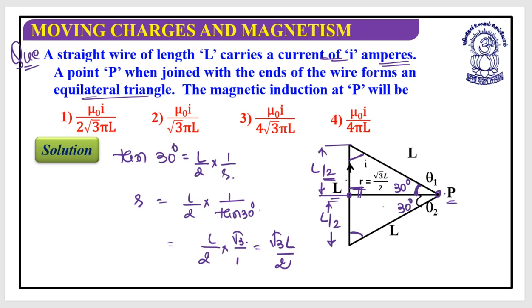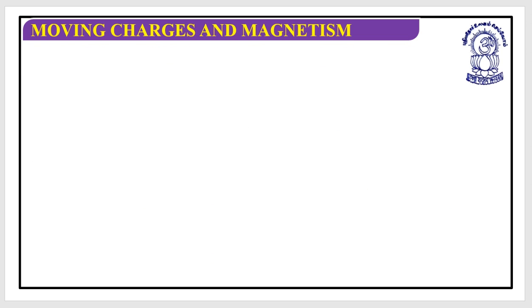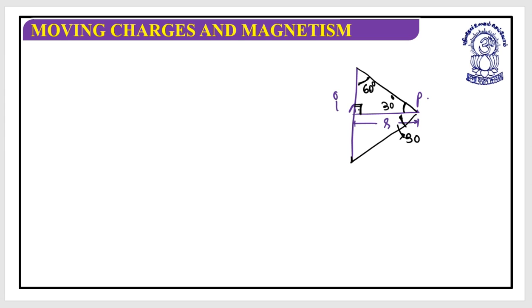Now we have a distance. Now let's work on the magnitude. This is the current that has been flowing. It is flowing in the clockwise direction, so the magnetic field will be inside the plane. So this is the situation. This is current I, this is point P, this is location R. If I connect this, this is 90 degree, this is 60 degree, 90 plus 60 is 150, so this must be 30, this must be 30.